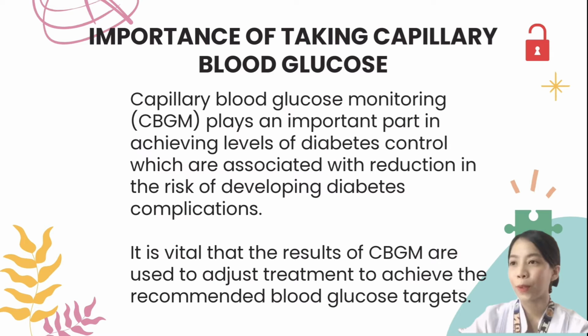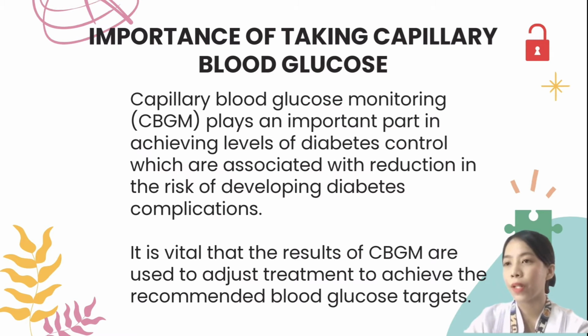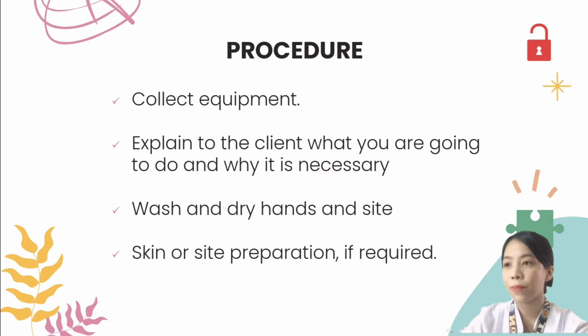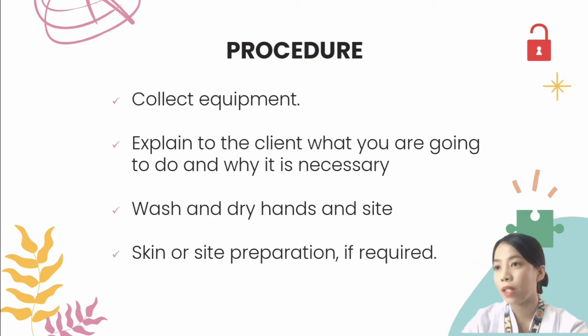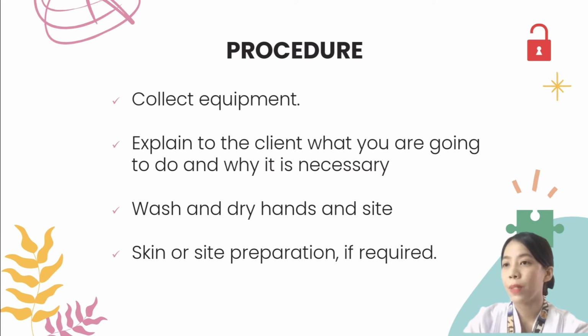So moving on to the importance of the capillary blood glucose. Capillary blood glucose monitoring, or the CBGM, plays an important part in achieving levels of diabetes control, which are associated with reduction in the risk of developing diabetes complications. It is vital that the results of CBGM are used to adjust treatment to achieve the recommended blood glucose targets. Then for the procedure, collect the equipment, introduce self, explain to the client what you are going to do and why it is necessary. Wash and dry hands and site.